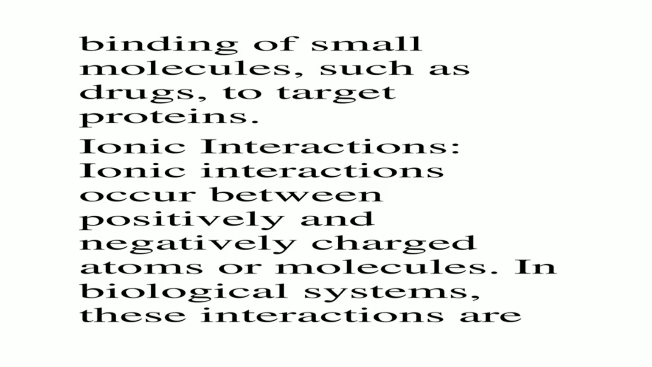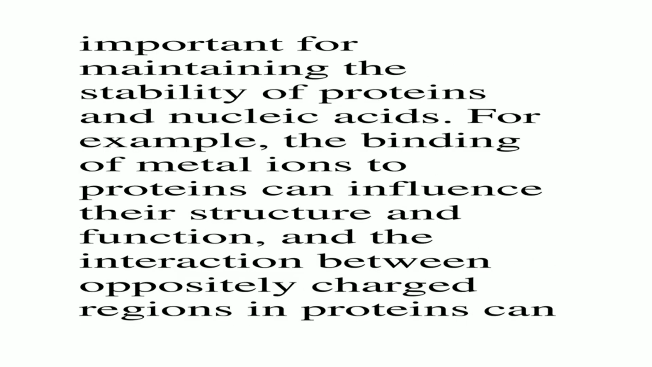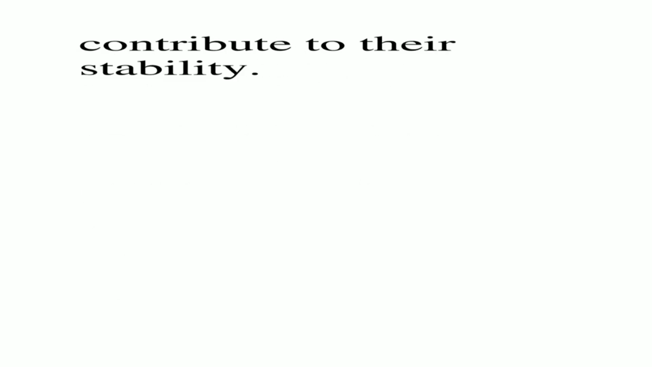Ionic interactions. Ionic interactions occur between positively and negatively charged atoms or molecules. In biological systems, these interactions are important for maintaining the stability of proteins and nucleic acids. For example, the binding of metal ions to proteins can influence their structure and function, and the interaction between oppositely charged regions in proteins can contribute to their stability.